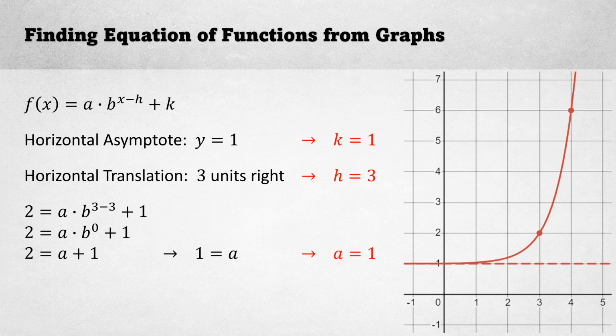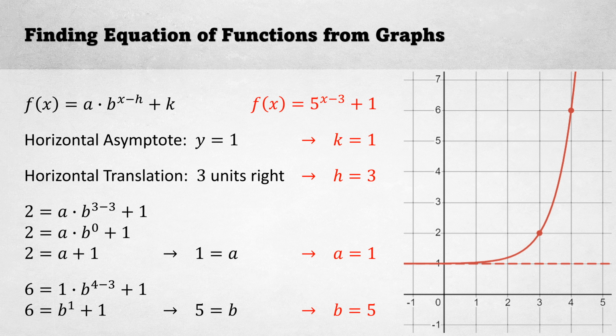Now that we have the value of a, h, and k, we just need to find the base b. Using the point 4, 6 from the graph and the values of a, h, and k, we get this equation. Solving for b, we get b equals 5. And putting all of these values in the transformed equation, we get f of x equals 5 to the x minus 3 power plus 1.